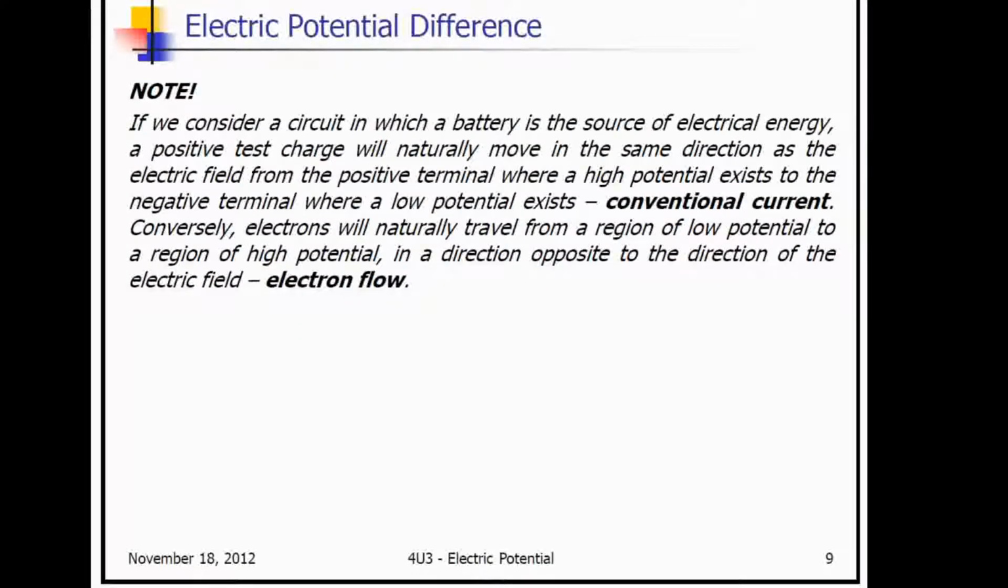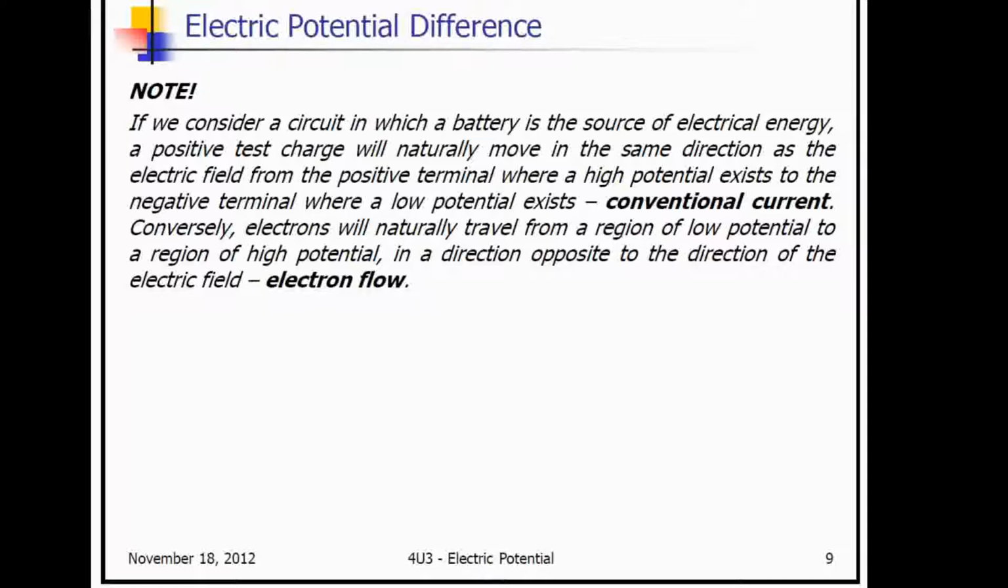So if we consider a circuit in which a battery is the source of electrical energy, a positive test charge will naturally move in the same direction as the electric field, from the positive terminal, where a high potential exists, to a negative terminal where a low potential exists. This is what we call the conventional current. But the electrons will travel from a region of low potential to a region of high potential. So they actually go in the opposite direction of the electric field.